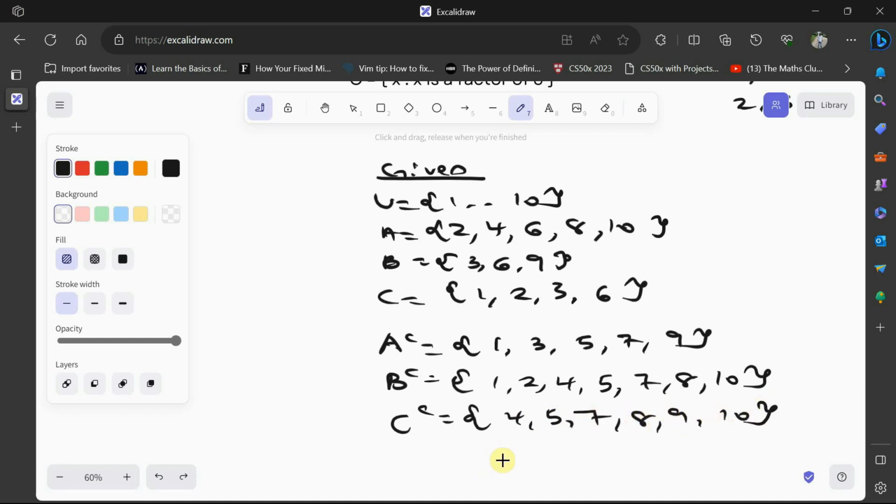So now we want to find the intersection between all of them. That will be A complement intersection B complement intersection C complement. Let's look at it. I can see 1 here, but I can't see 1 here. I can't see 4 here. I can see 5. Great. I can see 7. I can't see 8, and I can't see 9. So at the end of the day, it's just 5 and 7 that are common to A complement, B complement, and C complement. Let's see if we're correct.